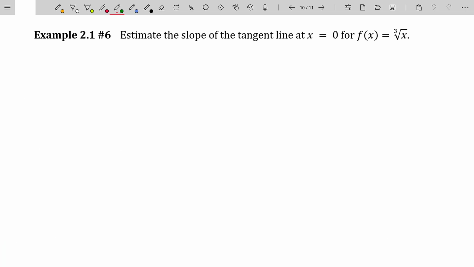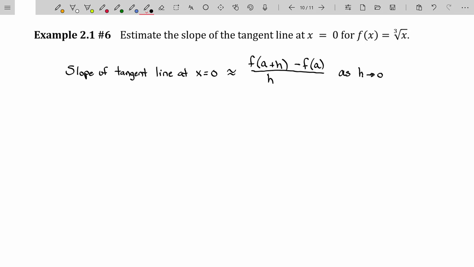In the next example here, we're being asked to estimate the slope of the tangent line at x equals 0 for f of x equals the cube root of x. Again, same setup as the previous problem. Really, the slope of the tangent line is approximated using the following formula: f of a plus h minus f of a all over h, again, as h is tending to 0, as the distance between our 2 points is tending to 0. Our anchor point here is x equals 0. That's where we're trying to find the equation of the tangent line.